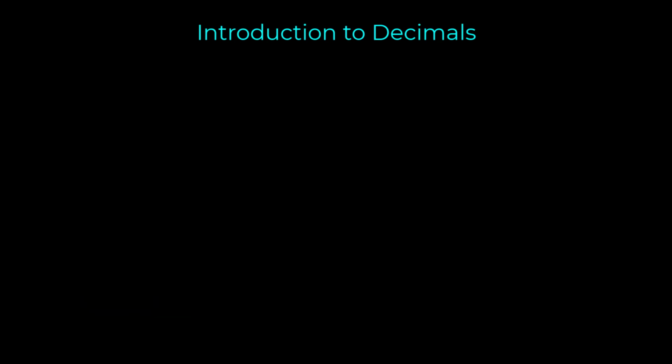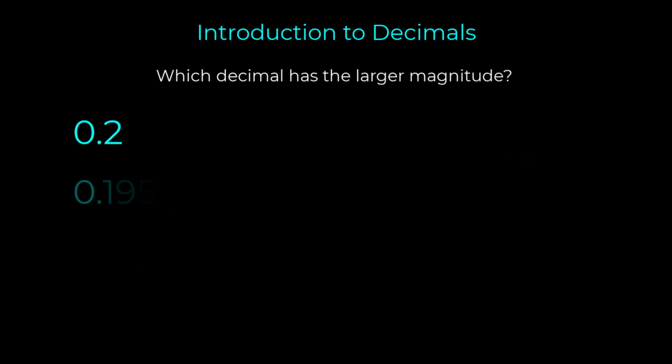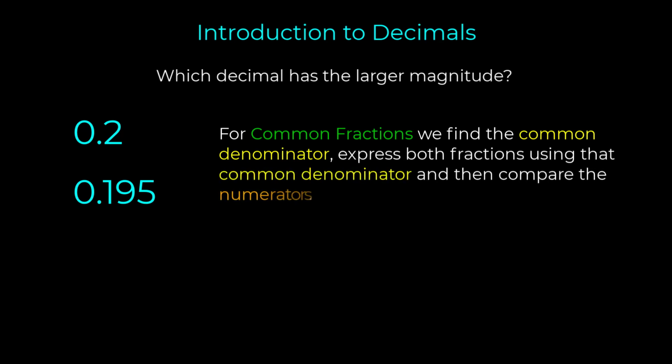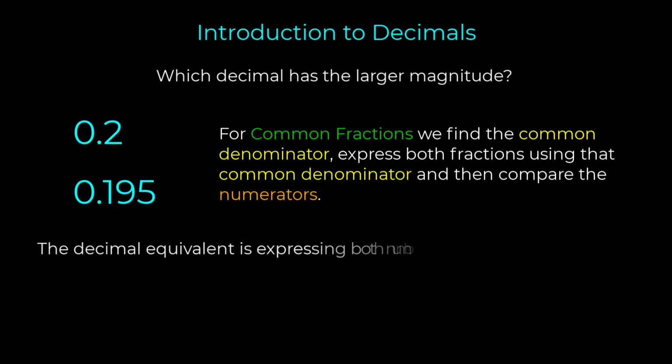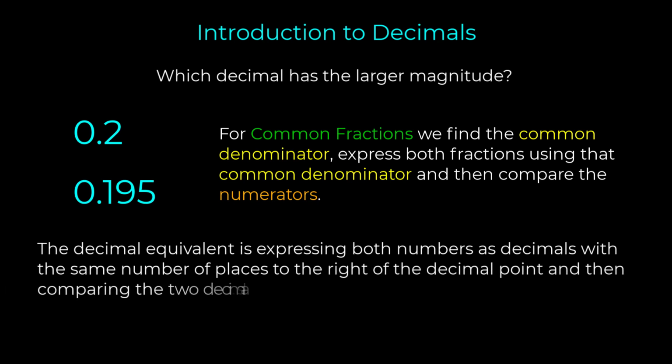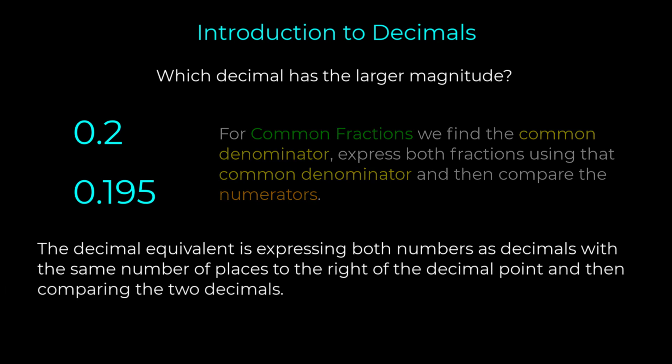Suppose we want to compare the magnitudes of the following two decimals, 0.2 and 0.195. What would we do? Well, we use the same approach that we would for common fractions, but it is much easier with decimals. For common fractions, we find the common denominator, express both fractions using that common denominator, and then compare the numerators. The decimal equivalent of that is expressing both numbers as decimals with the same number of places to the right of the decimal point, and then comparing the two decimals.